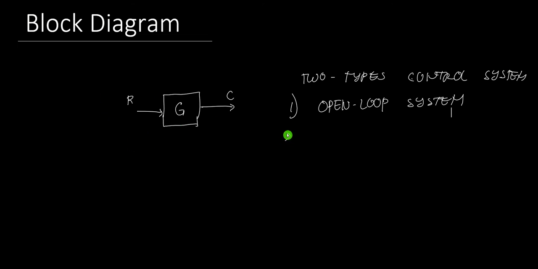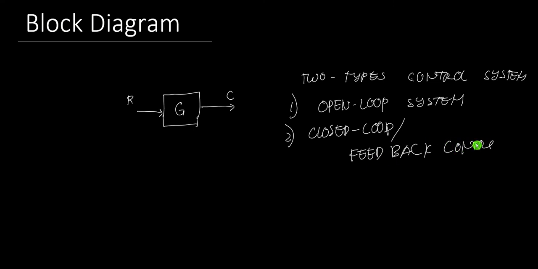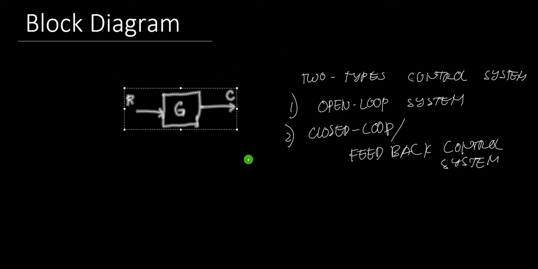Why? Because for the other one, the closed loop control system, or we call this one the feedback control system, there's a feedback. Mostly all of the control systems are feedback control systems. Rarely do we use the open loop. We only use it if we need a very simple control system like this one.